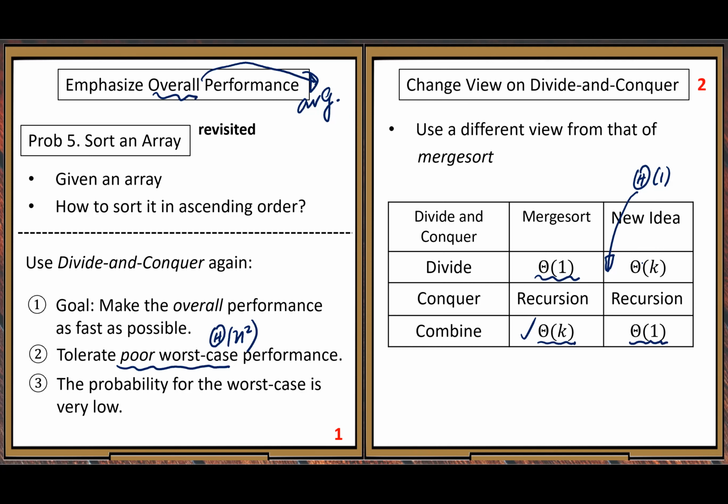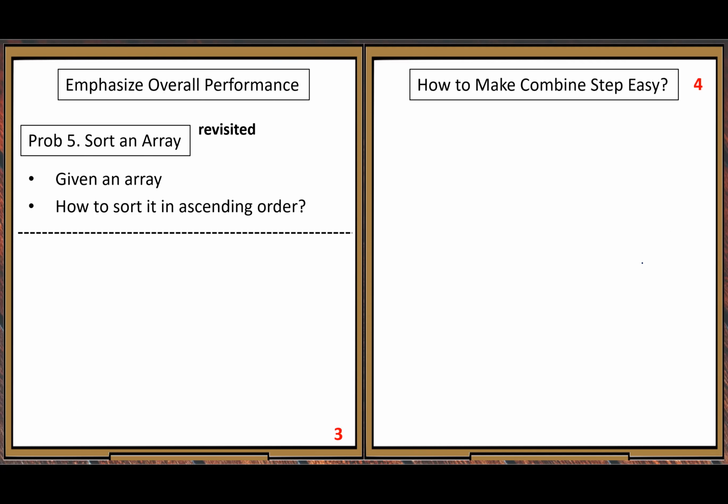So let's look at the details of our new sorting algorithm, quicksort. Because at the combine step, we do very little amount of work, we want to start from the relatively easy step. That means the combine step is very easy. So let's start with this easy step: how to make the combine step easy.